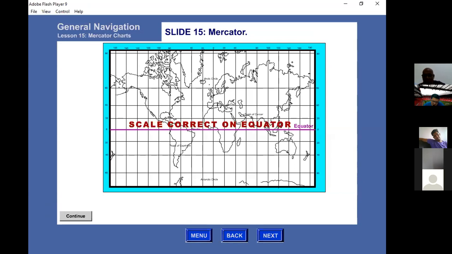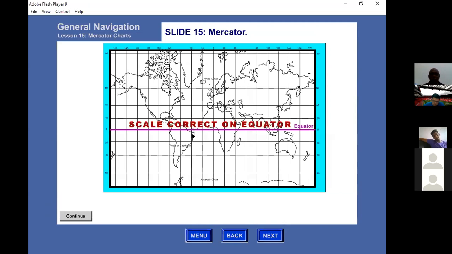Okay, Linga. Why is the scale correct at the equator on a Mercator chart? We did it day before yesterday. Because the cone touches the reduced Earth at the equator. So the scale is correct at the equator. Absolutely. It's not a cone, it's a cylinder. Because the cone is the Lambert, the conical projection. So you're right. It is because the paper, the sheet, touches the reduced Earth at the equator. And that is why the scale is correct here at the equator.